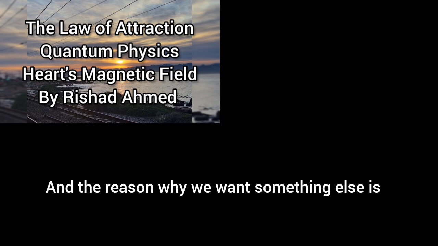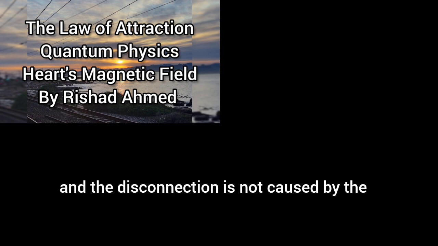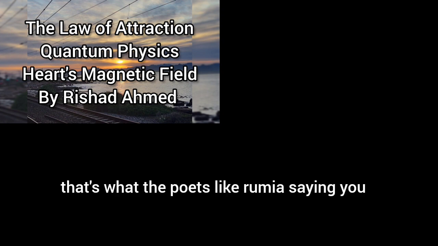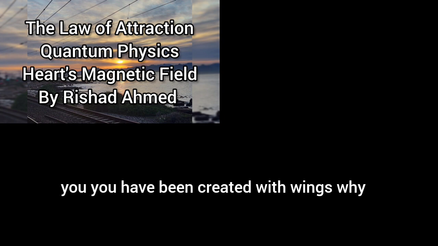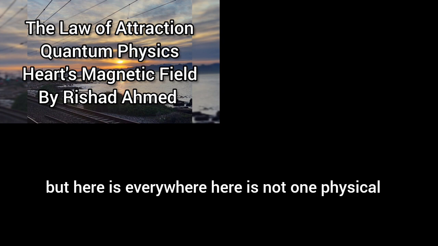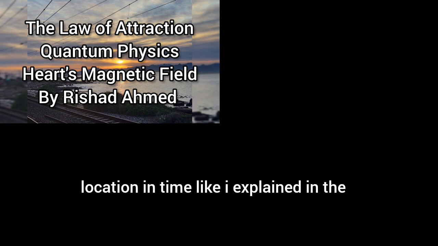And the reason why we want something else is because we feel so disconnected. And the disconnection is not caused by the heart, it's caused by the brain. The brain is saying, I need to be there. And the heart is saying, well, you're everywhere. And that's where the disconnection is, and that's what the poets like Rumi are saying, you have been created with wings. Why do you choose to crawl? But he's talking about the heart. So there is no other place to be except here. But here is everywhere. Here is not one physical location in time.